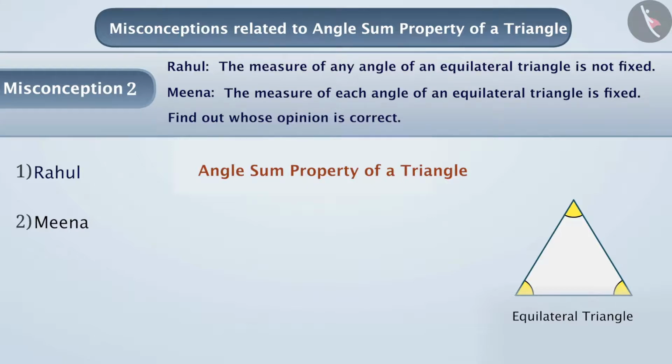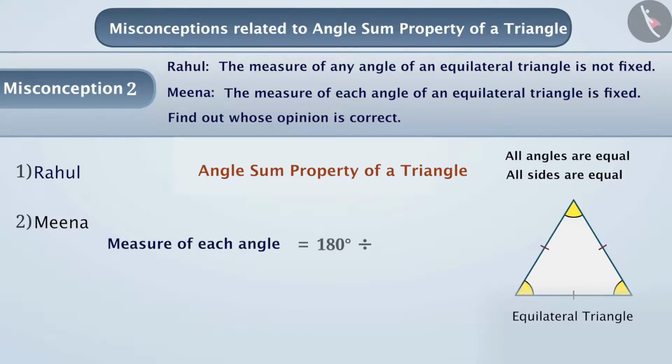They know that all sides of an equilateral triangle are equal, and also the angles are equal. But they do not understand that when all three angles are equal, the measure of each angle will be 180 degree divided by 3, that is 60 degree. Let us know why this is correct. This is an equilateral triangle whose angles are angle 1, angle 2 and angle 3.